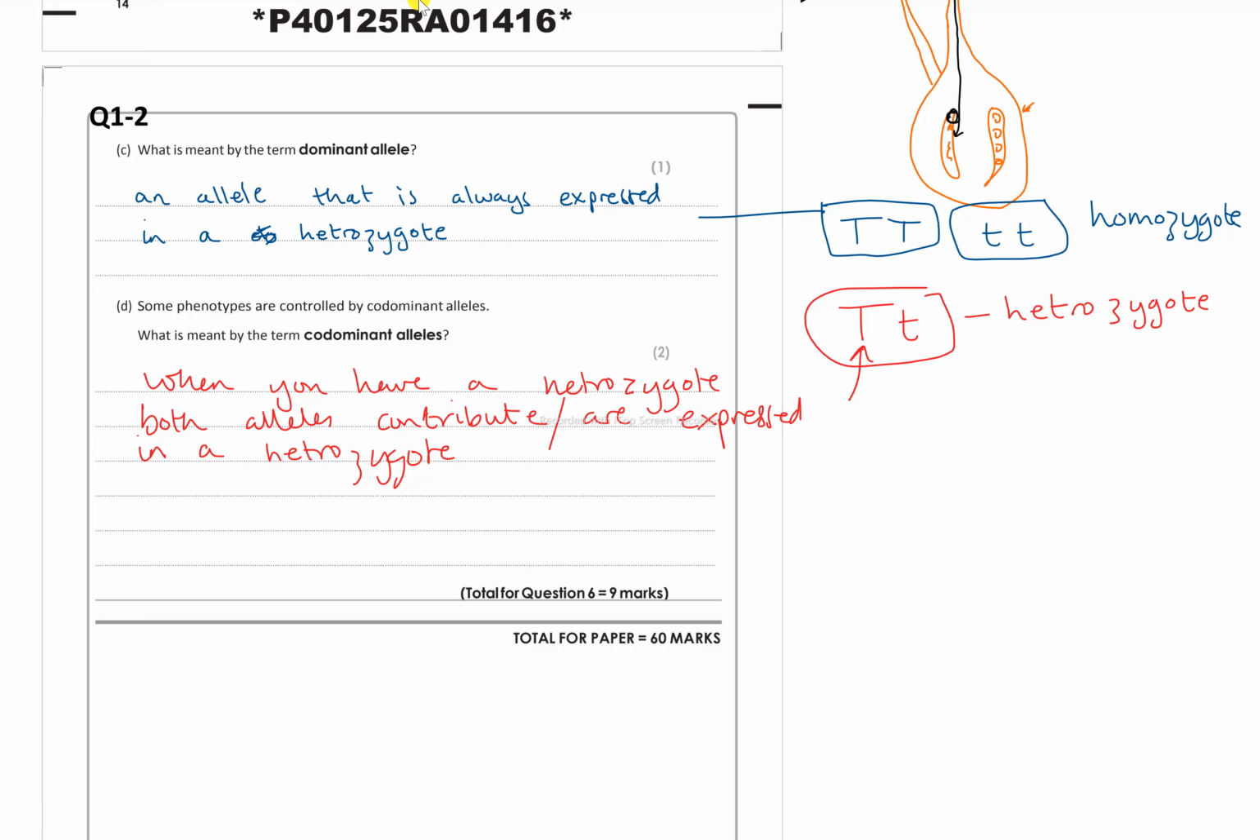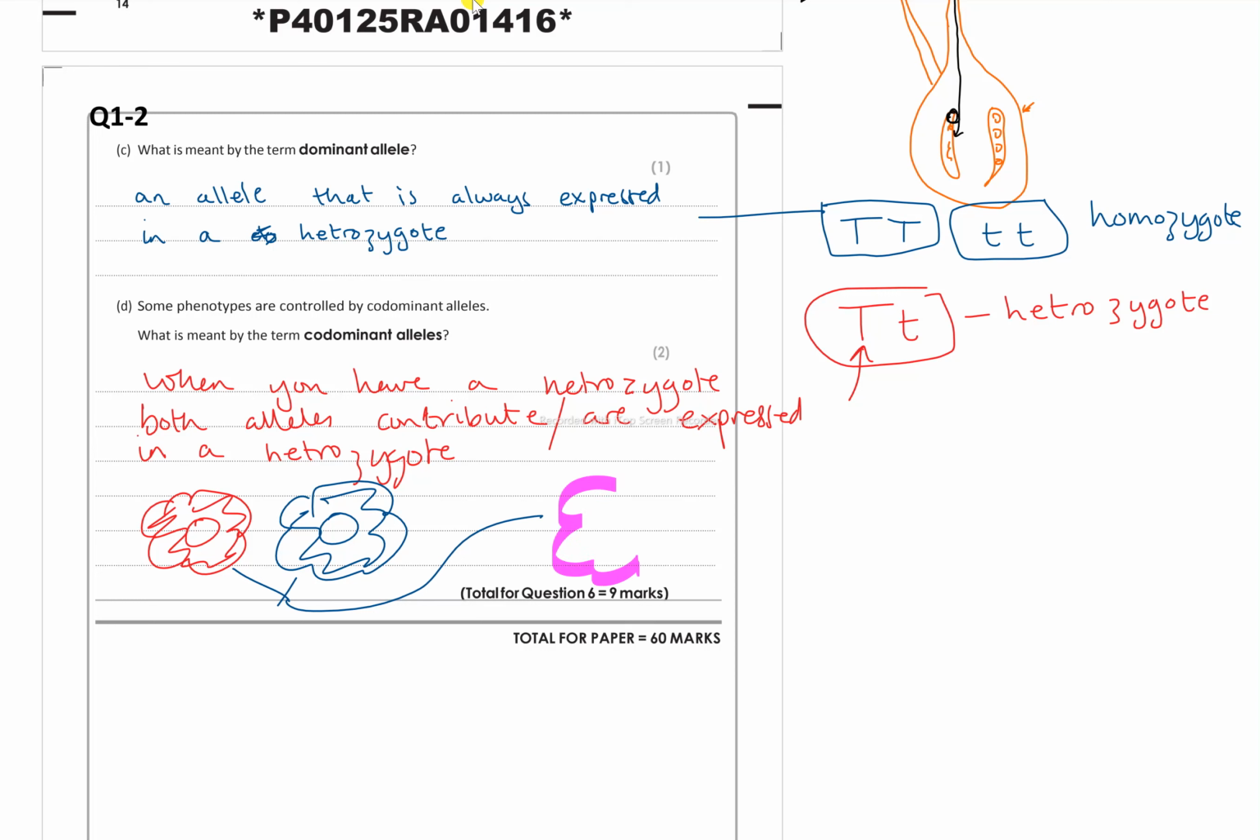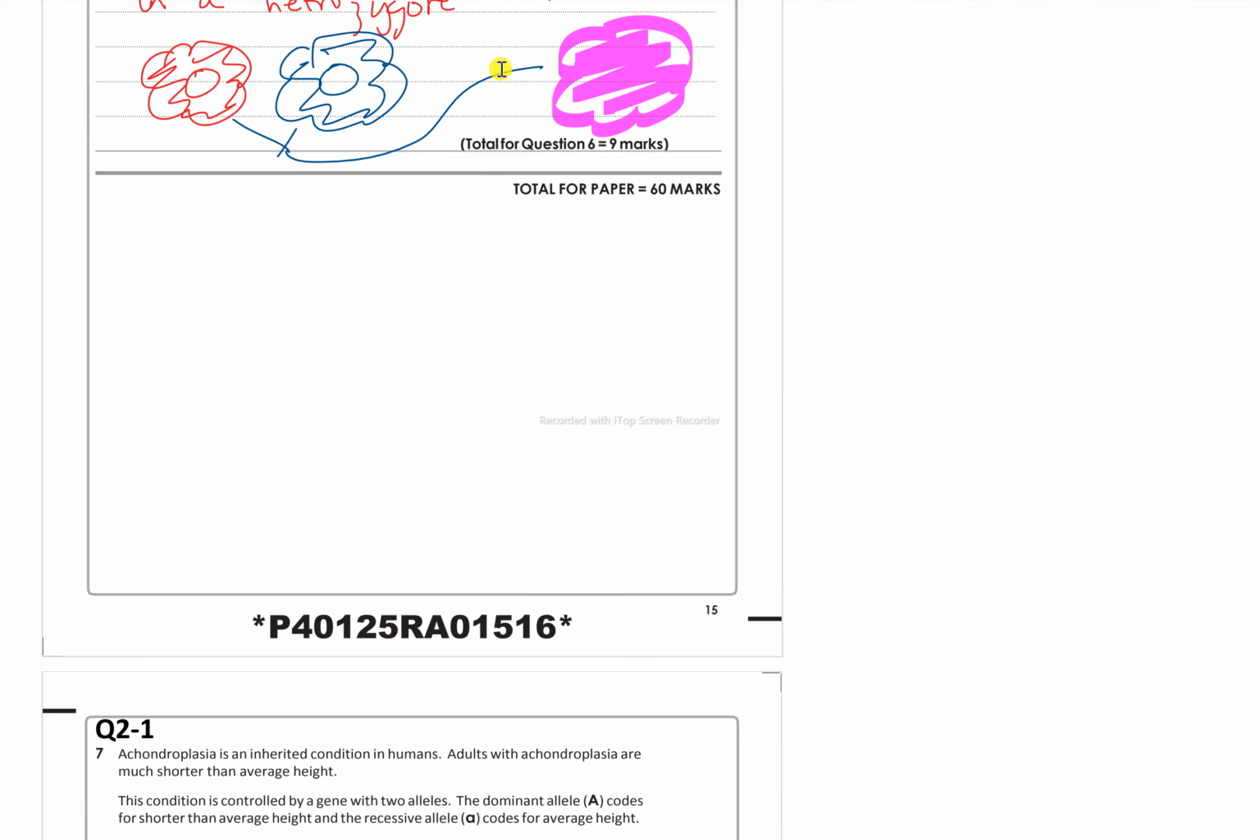The example that I've seen is where you've got a red snapdragon and you've got a white snapdragon, and when they cross over, you're going to end up with a pink flower. So that means they are codominant, that they both show up. Right.